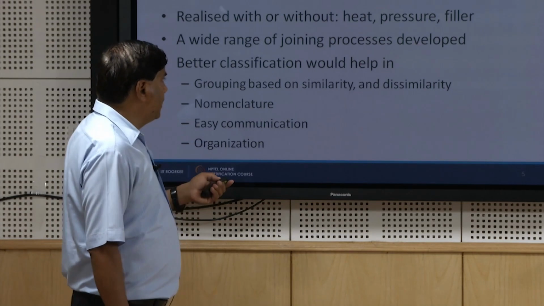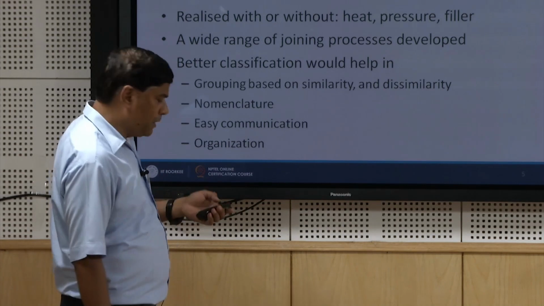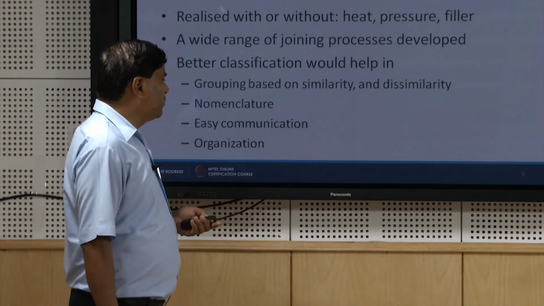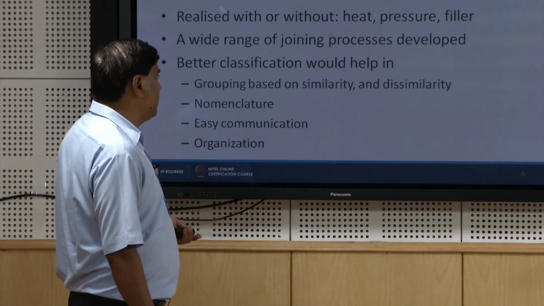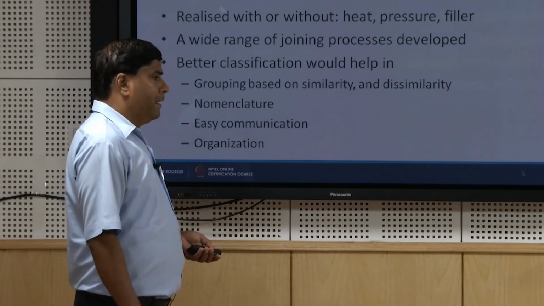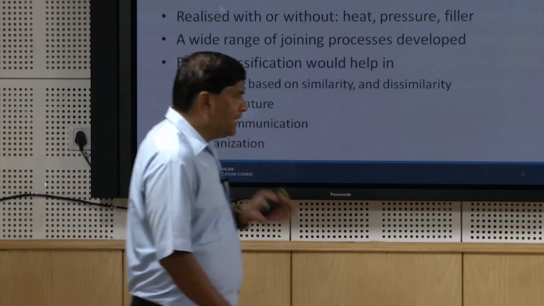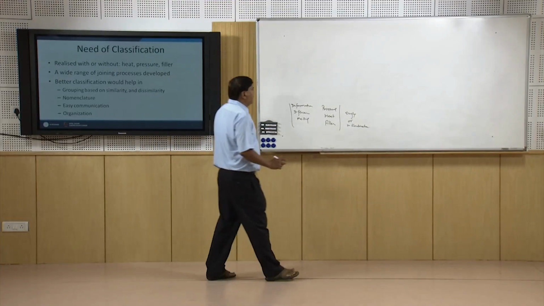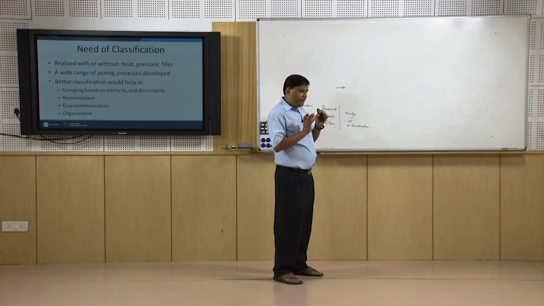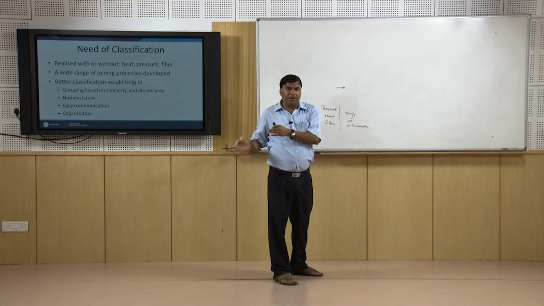These are the three fundamental features which may be involved in one or other joining process. Since there is a very wide range of joining processes, we need to see how the grouping of the different processes can be done. That is what is called classification. As far as the need for classification is concerned, we need to see how the different processes can be grouped at one place based on their fundamental similarity or dissimilarity.